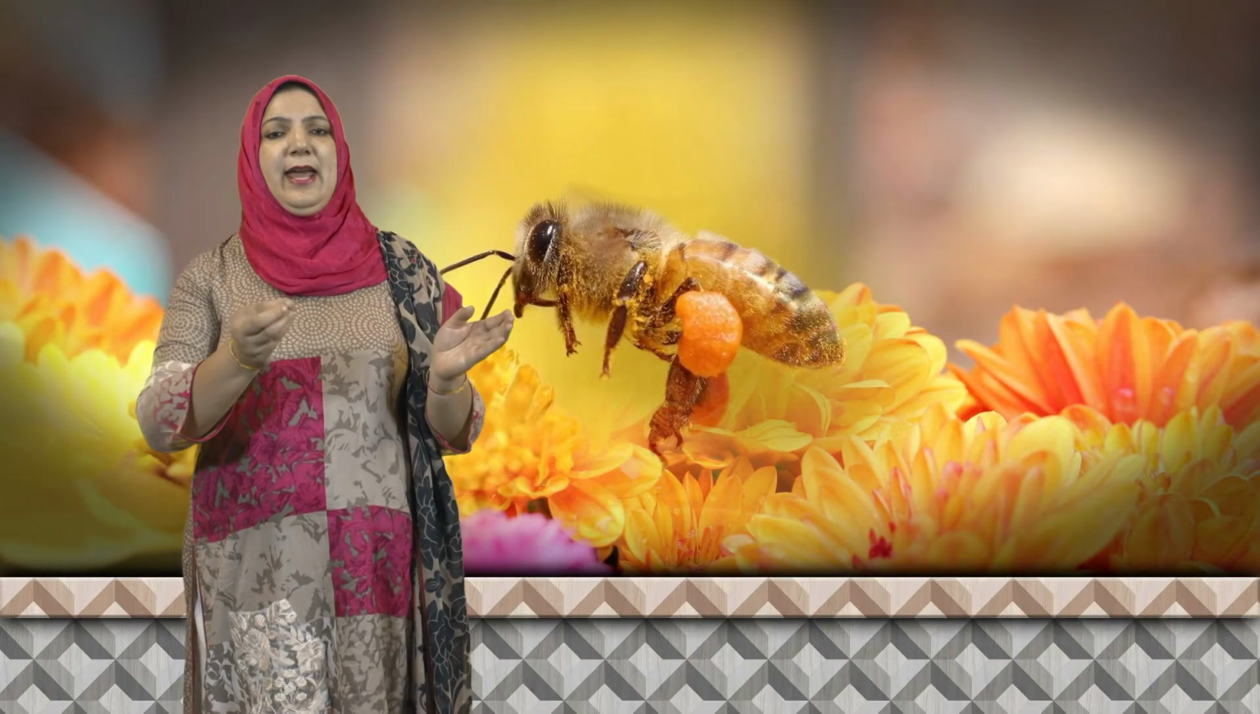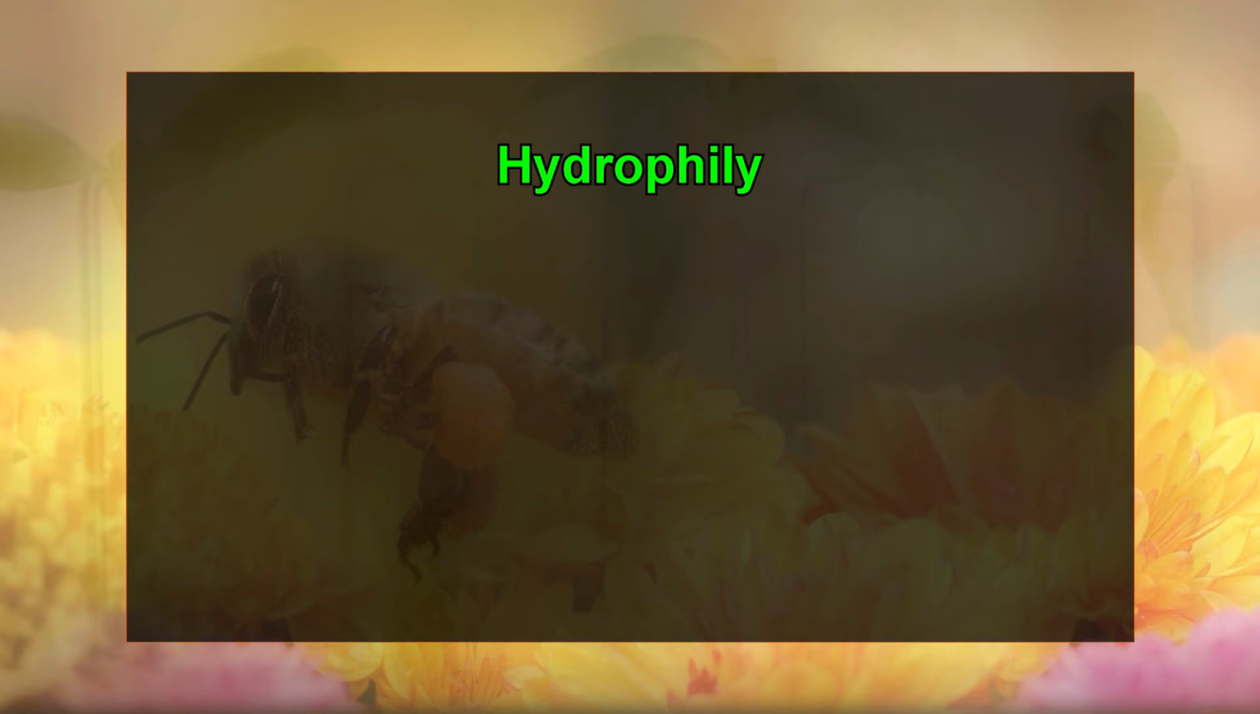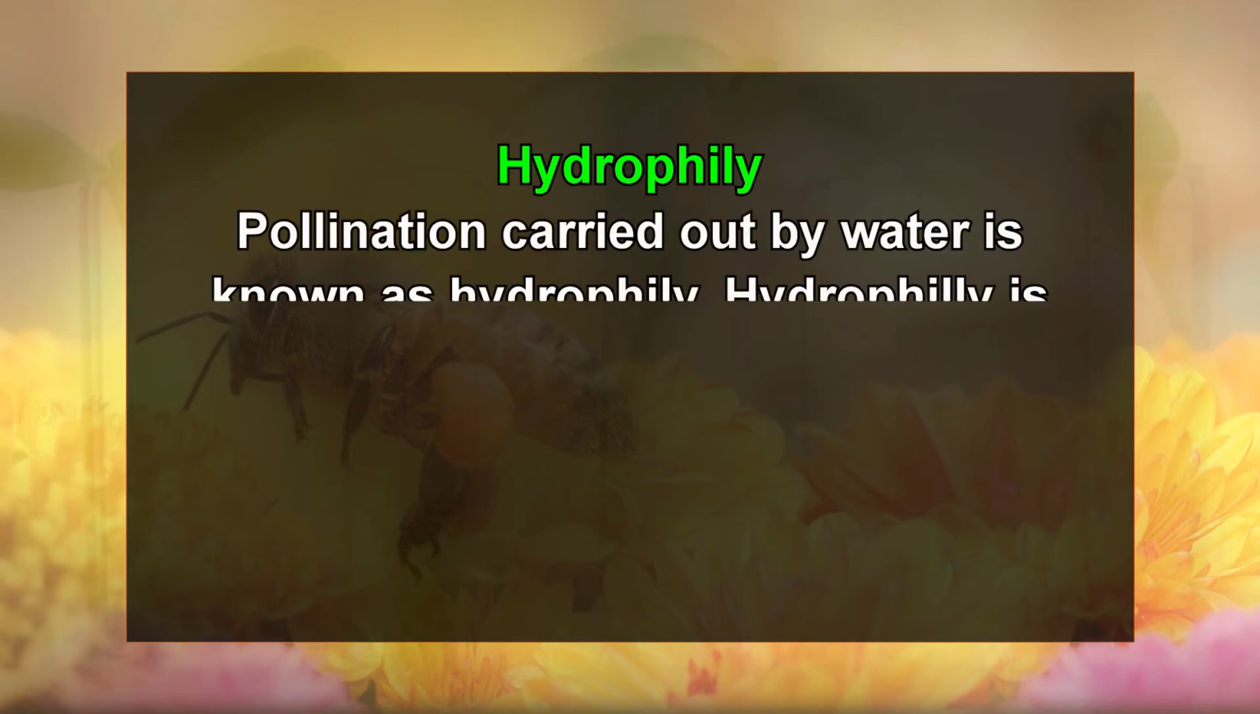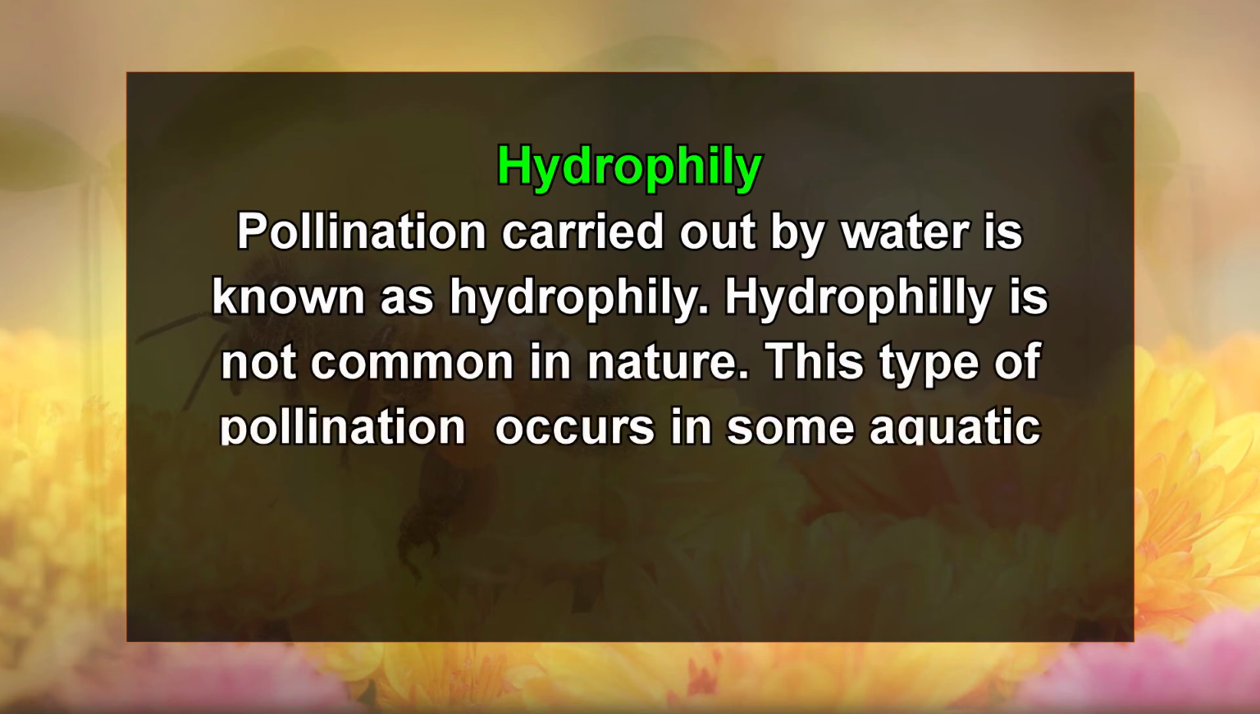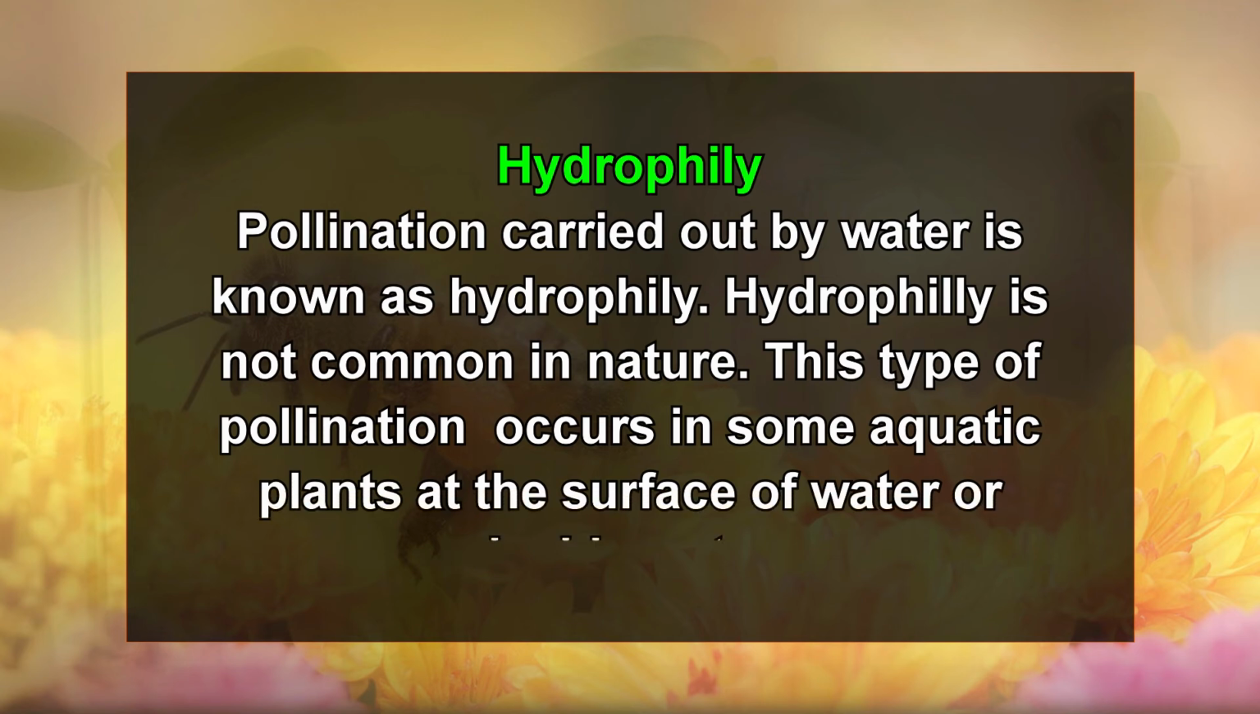Then we have another type of pollination after anemophily, that is hydrophily. Pollination carried out by water is known as hydrophily. It's not common in nature. This type of pollination occurs in some aquatic plants at the surface of water or inside water.